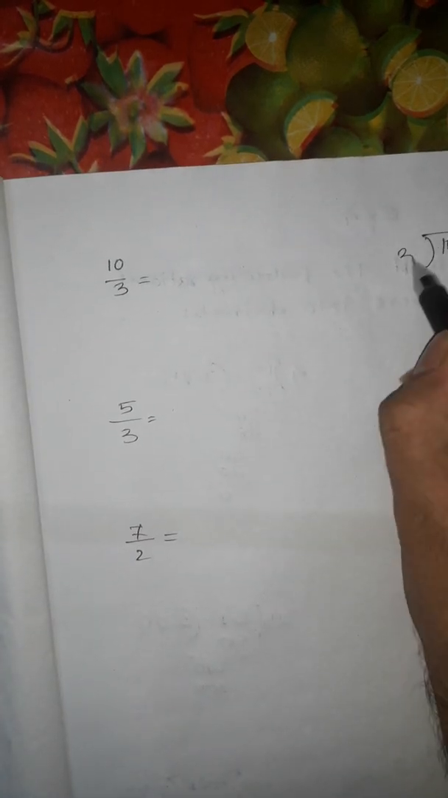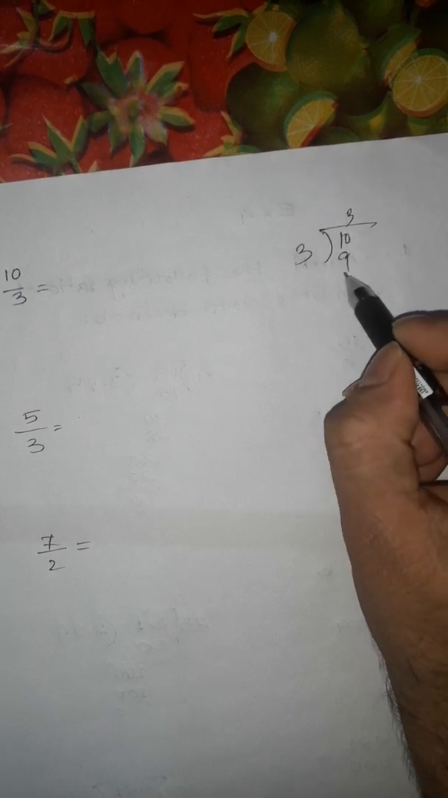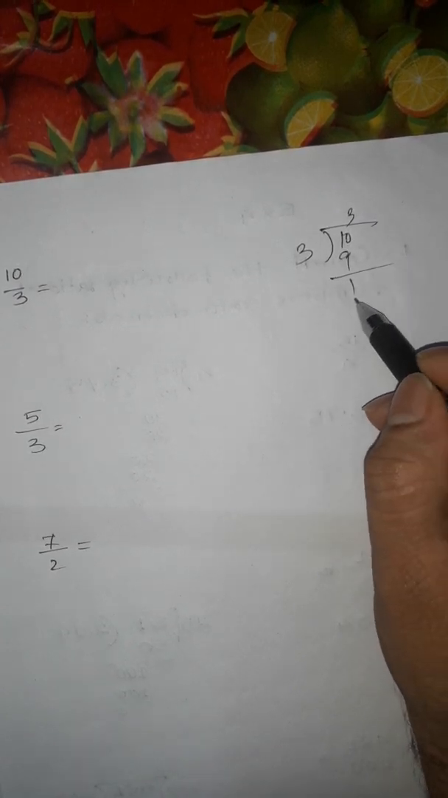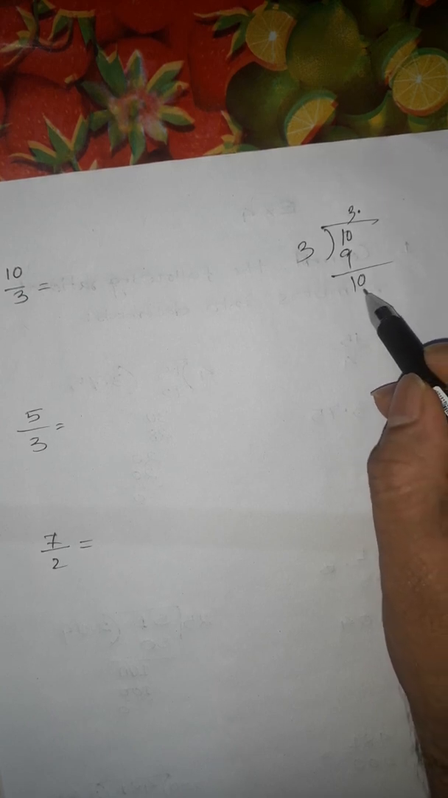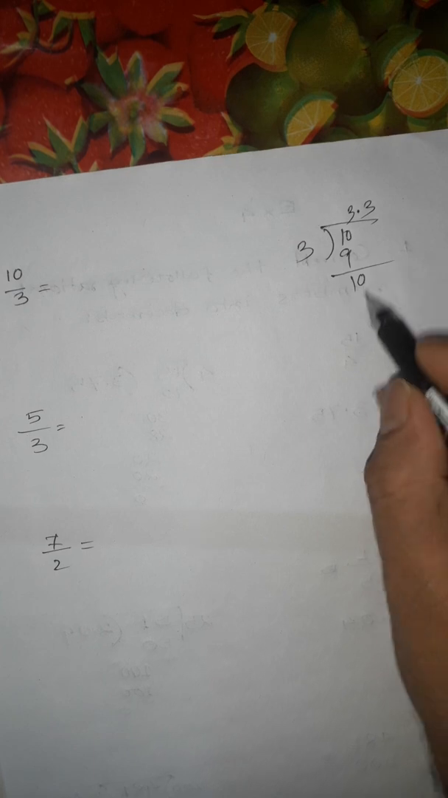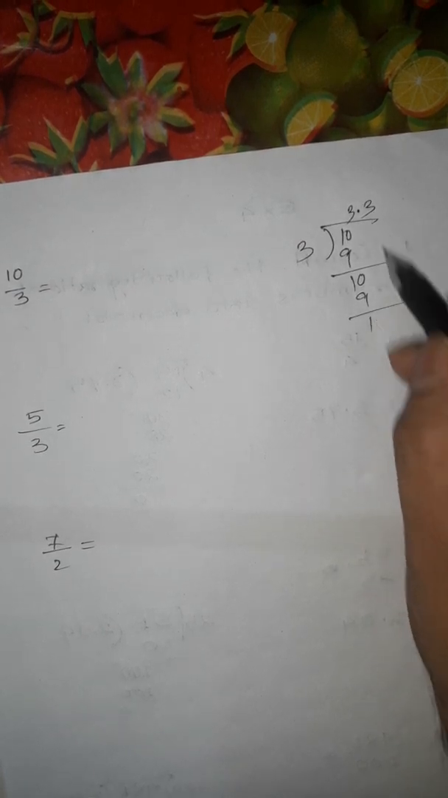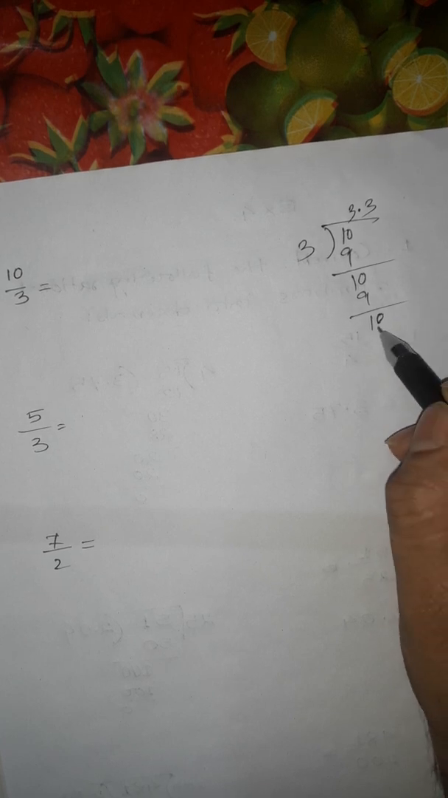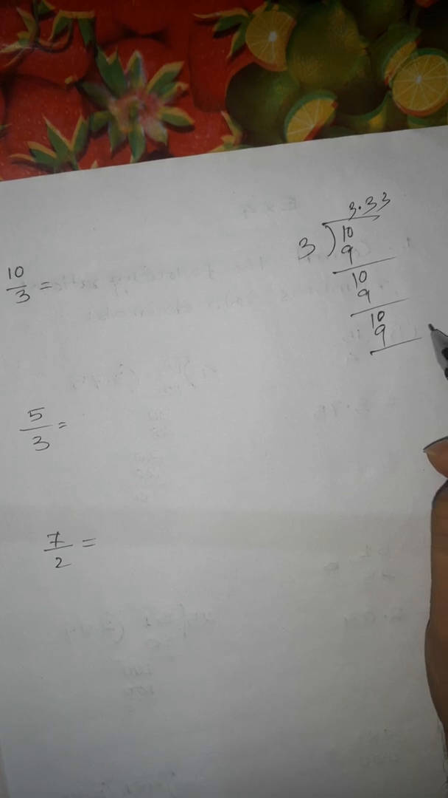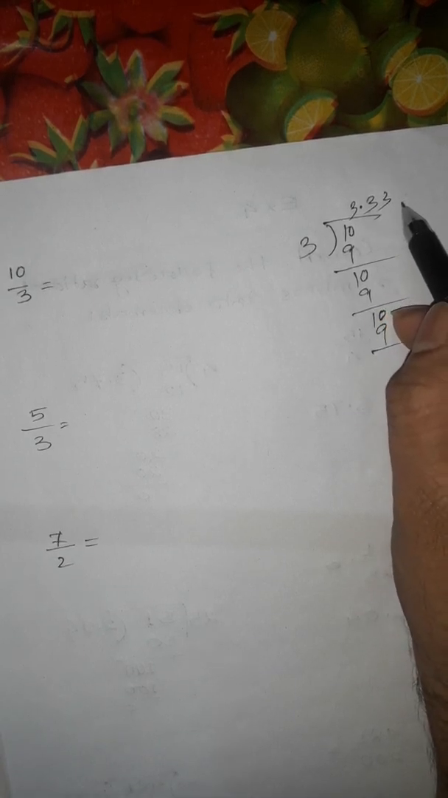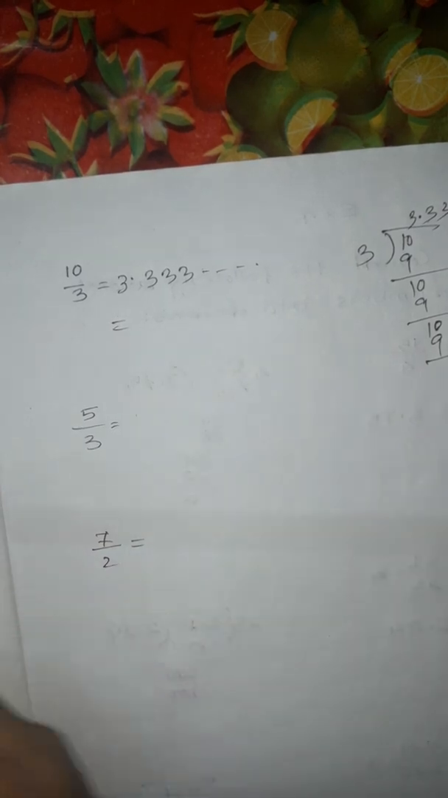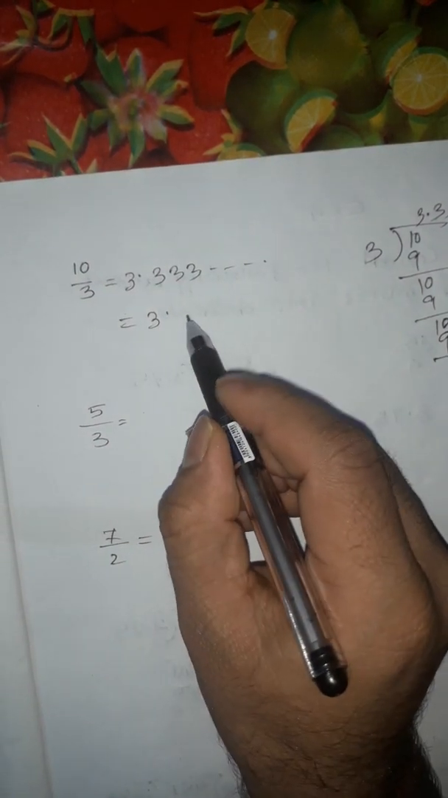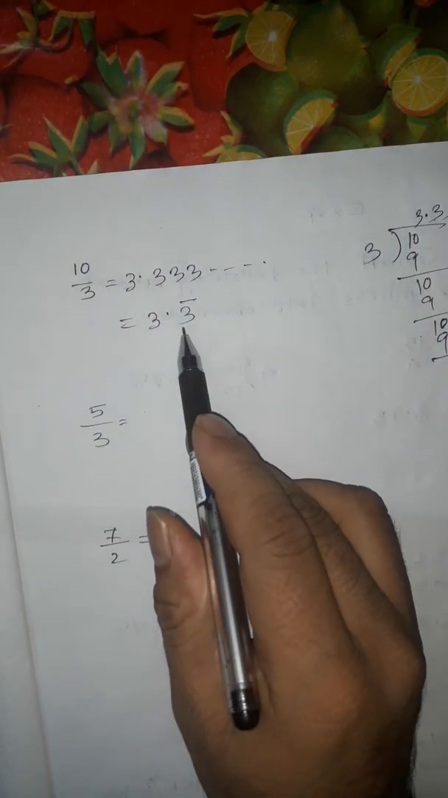Another example, 10 by 3. You divide 10 by 3. 3 3s are 9. Subtract, 1 remainder. 1 is not divisible by 3, so you place a decimal point over here and then write a 0 over here. 10, you divide by 3. 3 3s are 9. Remainder will be 1. Write a 0 over here. 10. 3 3s are 9. So here you see this digit is repeating indefinitely. So this is a non-terminating decimal number. 3 is repeating indefinitely. So this number can be represented as 3.3 bar because this digit is repeating indefinitely.